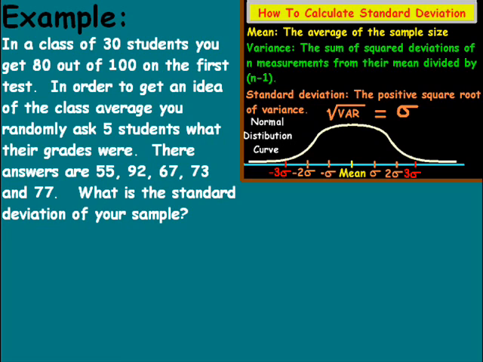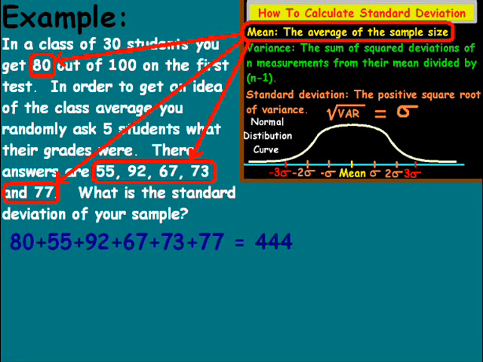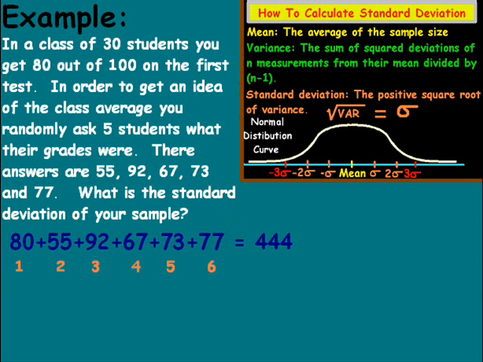Okay, well, first we need to know the mean. So that's the average of the sample size. Well, we have these numbers right here, and we will take those numbers and add them all together. So we add all those numbers together, and we get 444. Okay, and the next thing we have is, how big is our sample? Well, it's 1, 2, 3, 4, 5, 6 people. So we take our 444 number and we divide that by 6, and that gives us an average of 74. And that is our mean.